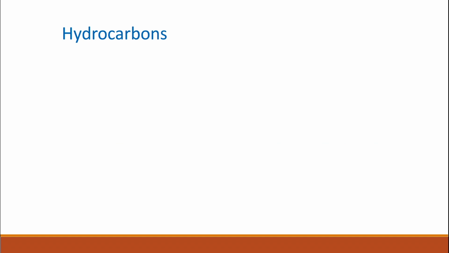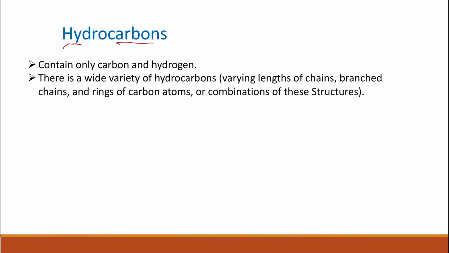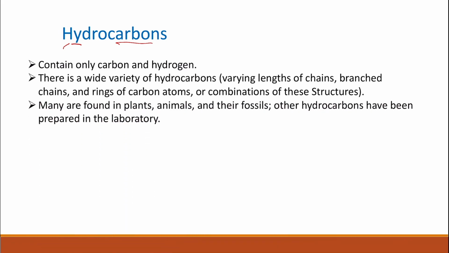So what are hydrocarbons? Hydrocarbons are series or classes of organic compounds that only contain carbon and hydrogen. This is why the name hydrocarbons. There is a wide variety of hydrocarbons. They can vary in length. They can be open chain hydrocarbons with varying lengths. They can be branched chains. They can be formed of rings of carbon atoms or a combination of all of that.